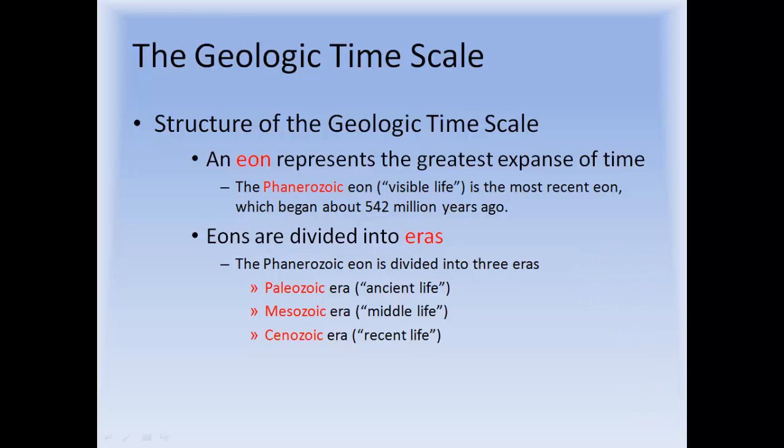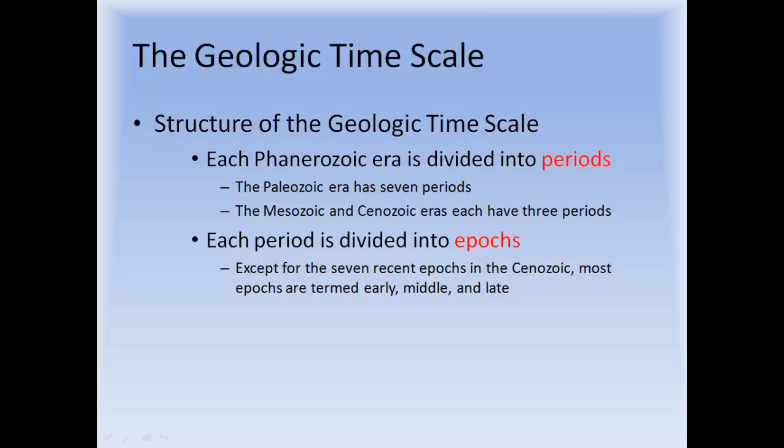Structure of the geologic timescale: an eon represents the greatest expanse of time. The Phanerozoic eon is visible life. It is the most recent eon, which began about 542 million years ago. Eons are divided into eras. The Phanerozoic eon is divided into 3 eras: the Paleozoic of ancient life, the Mesozoic of middle life, and the Cenozoic of recent life. Each Phanerozoic era is divided into periods.